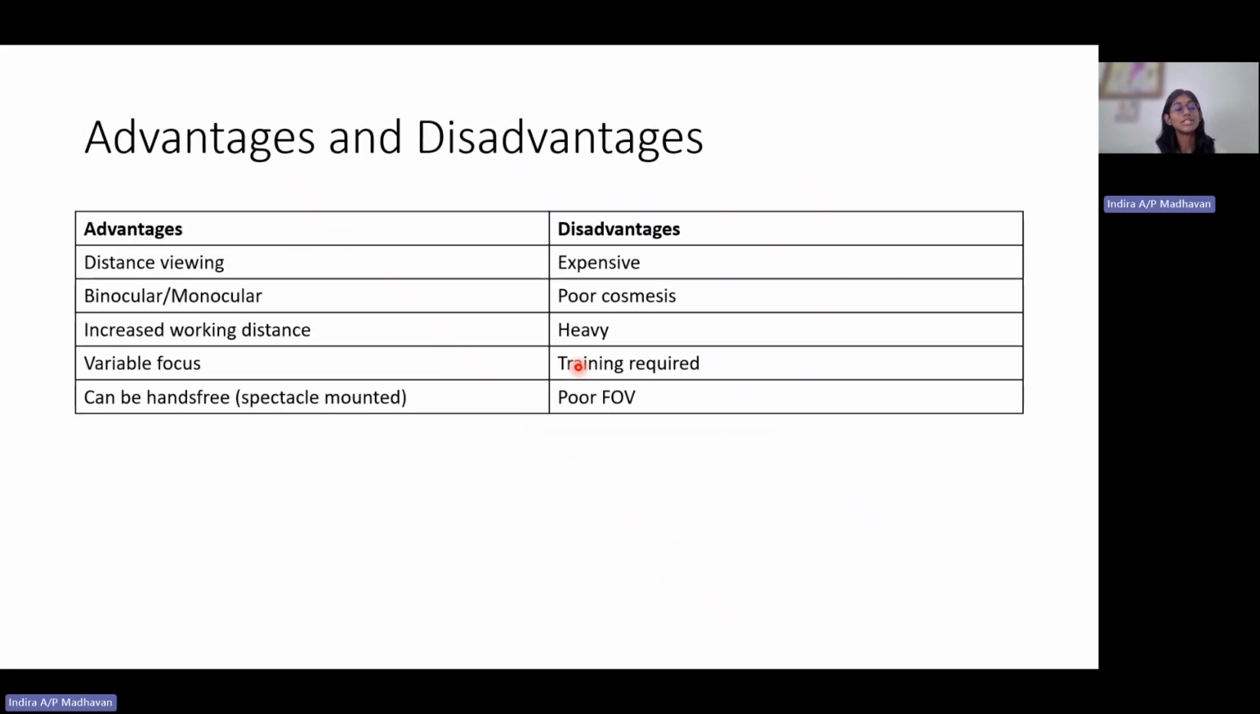So what are the advantages and disadvantages of the telescope? Number one, the advantage is, it is the only device that we have for distance viewing. There are no other tools other than spectacles, obviously. So when it comes to low vision devices, this is the only tool that is available for distance viewing. Number two, it can be prescribed binocularly or monocularly depending on the need of the patient. So usually we'll prescribe patients with a binocular telescope when the patient wants to watch television, because it's comfortable to use both eyes.